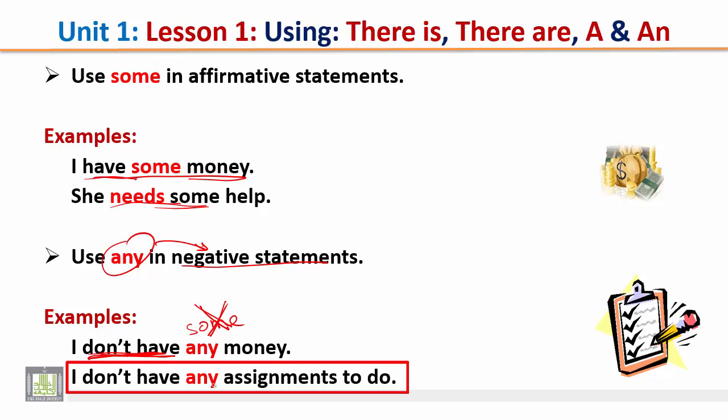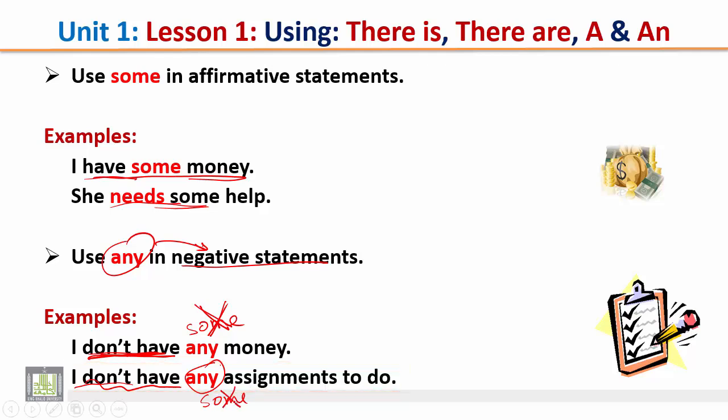I don't have any assignments to do. Again, this is negative, so we have to use any. Can we say I don't have some assignments to do? No, this is wrong. Again, why? Because here we have a negative statement. So with affirmative statements, we use some. With negative statements, we use any.